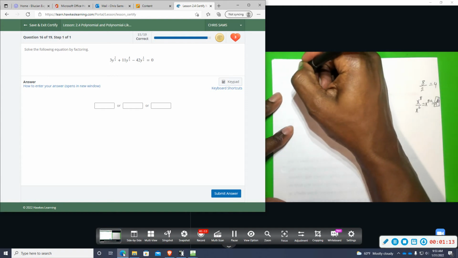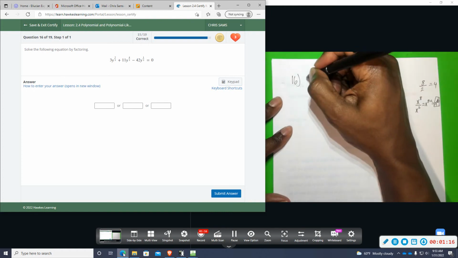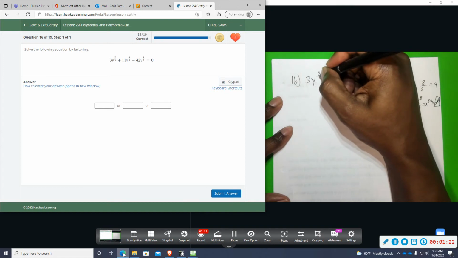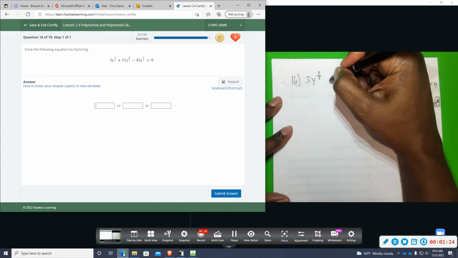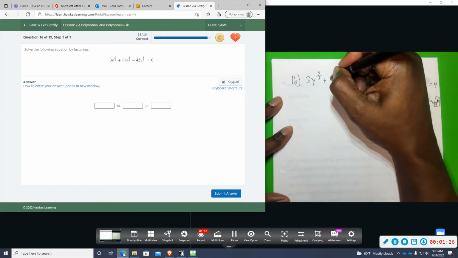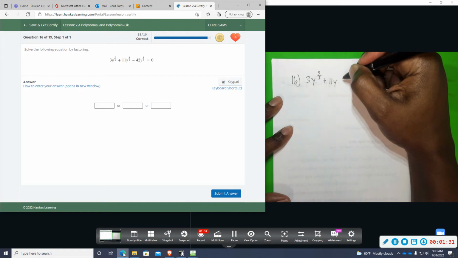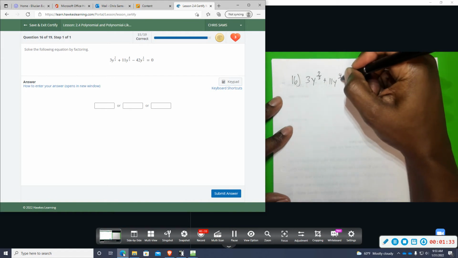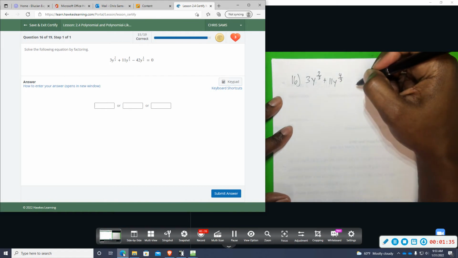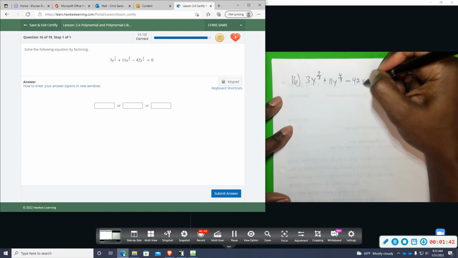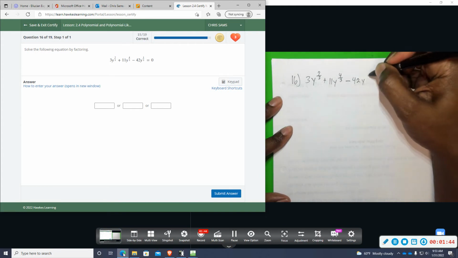So number 16, we have 3y to the 7/3 power, and then we have plus 11y to the 4/3 power, and then we have minus 42y to the 1/3 power.